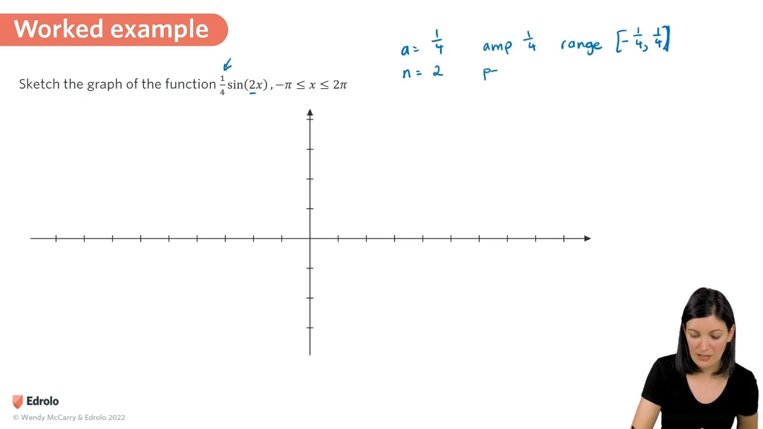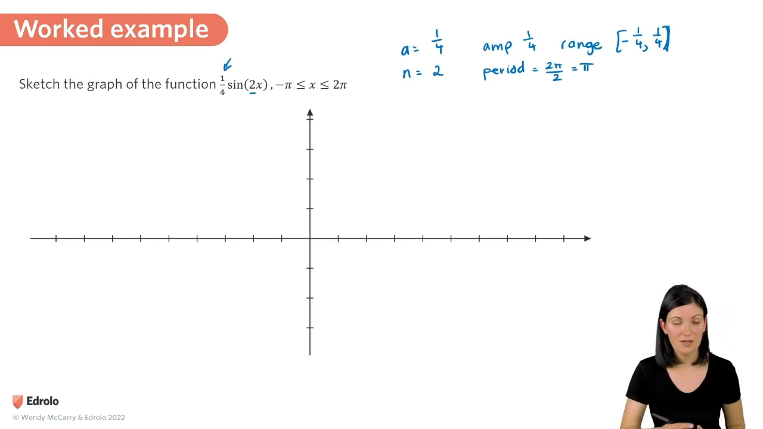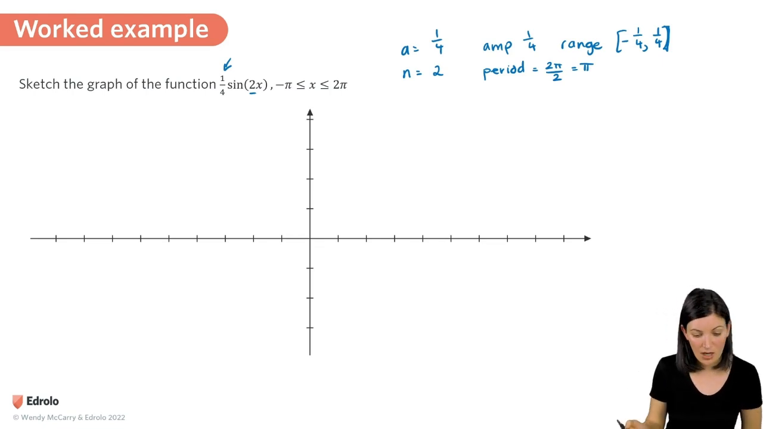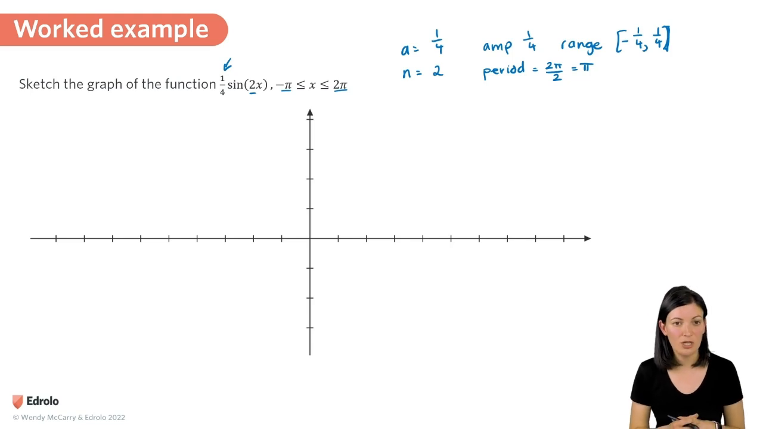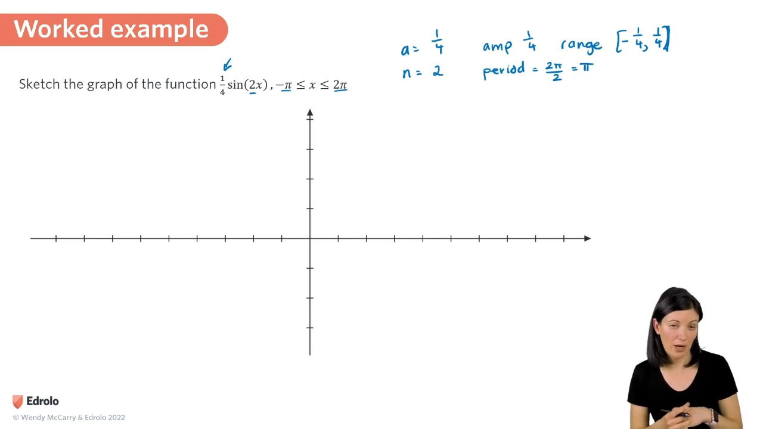So my period is 2 pi divided by 2, which is pi. So that means that this graph is going to repeat every pi radians. Now, another thing I need to think about is the domain that I've been given. So I need to go between negative pi to 2 pi.